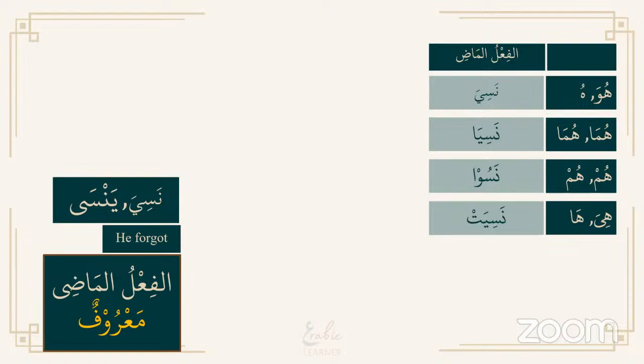Nasiyat. This is a very simple case because there is no alif maksura or alif, no case of iltiqa sakinen or anything. So you are adding ta to that, so it becomes nasiyat. Huma, nasiyata, very good.